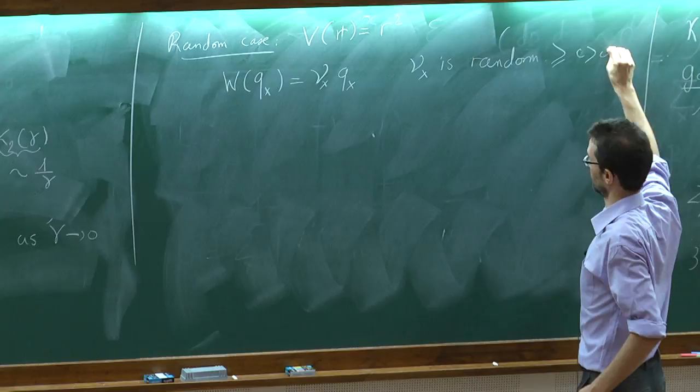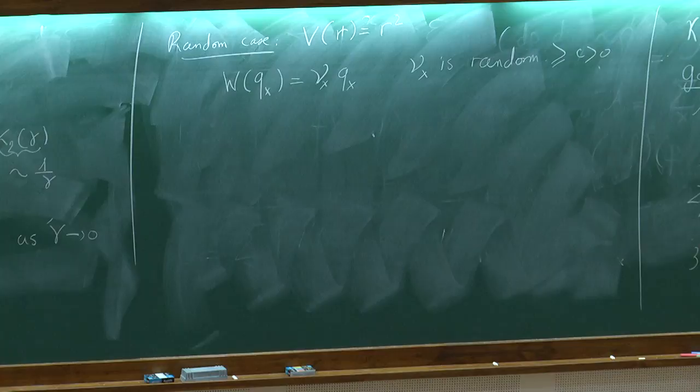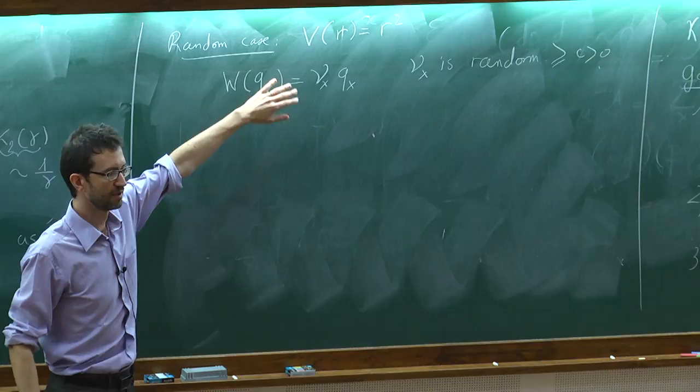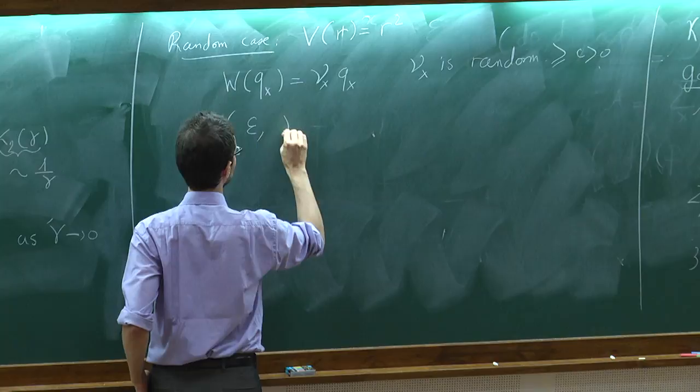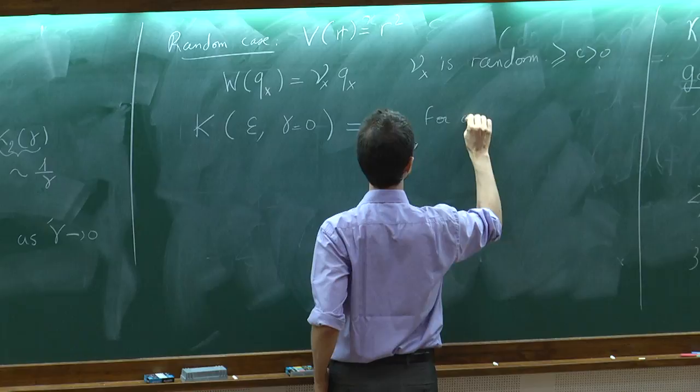So on each cell, you have some random pinning. We know that in the absence of any noise, because of the localization of the eigenmodes, this chain has a conductivity equal to zero for gamma equal to zero. So it is known that kappa of epsilon, gamma equal to zero, is equal to zero for any epsilon.